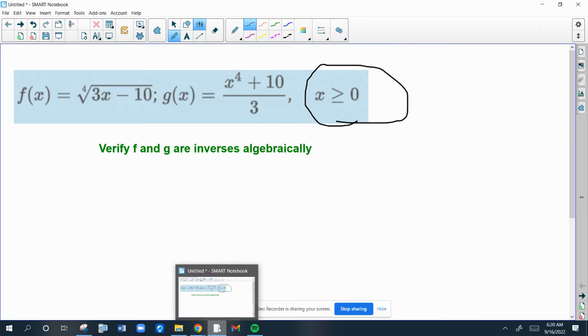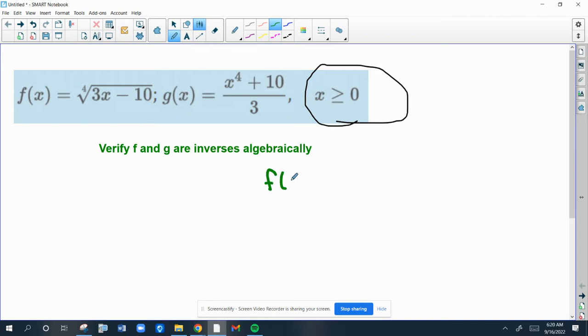Now we're going to algebraically show that they are inverses. And to algebraically show that they're inverses, you have to show that f of g of x, something you're used to doing, is going to be x. And g of f of x is also going to be x. In other words, inverses undo the original function. So if you plug in x for g and then apply f to it, it's just going to come back as x. Same thing with the reverse.